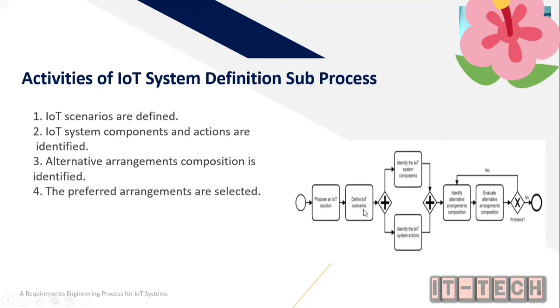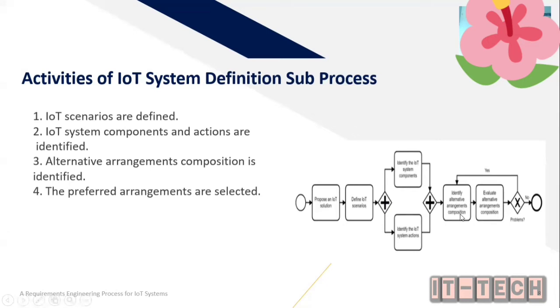Then define IoT scenarios. IoT scenarios should be defined on narrative prompts to communicate the system's behavior in such a way that stakeholders from different areas and levels of knowledge could understand and contribute to the discussion. Then it will go to identify the IoT system components and identify the IoT system actions. After that, it will go to identify alternative arrangement compositions.